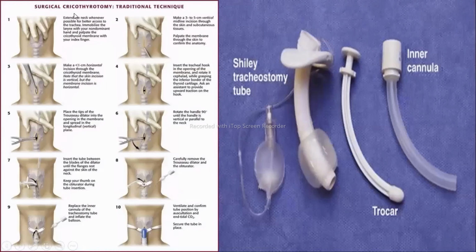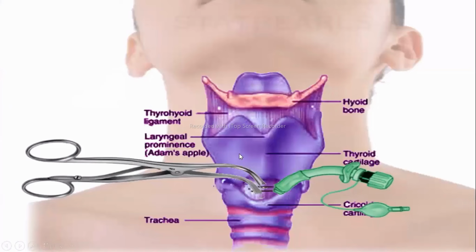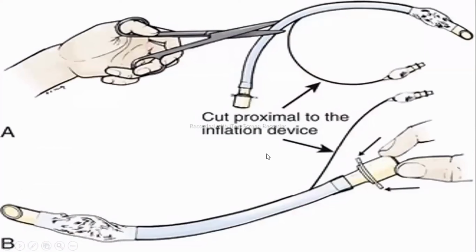Here, surgical cricothyrotomy. So you have to be familiar with the steps, okay, and inner cannula, trocar, and the outer tube. So you will make an opening in the membrane. After that, by forceps, you can widen. After that, you can insert according to the steps.